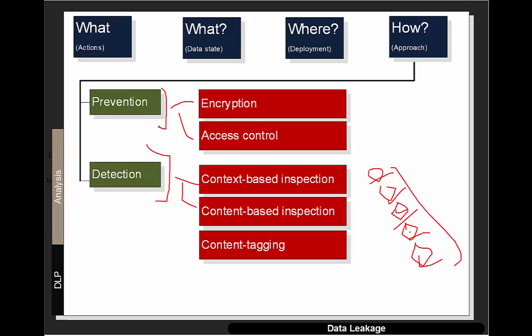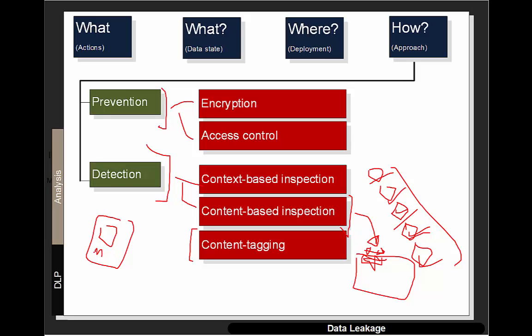Then we can look at content-based inspection. Content-based inspection, we'll have a look at that in more detail. We'll generally look at the actual contents of the data and look for standard signs of any data flow across the network. This is typically looking at things like deep packet inspection. And then there's also content tagging, where we can take our data and add lots of meta tags to make sure that we can actually classify it and detect any leakage.